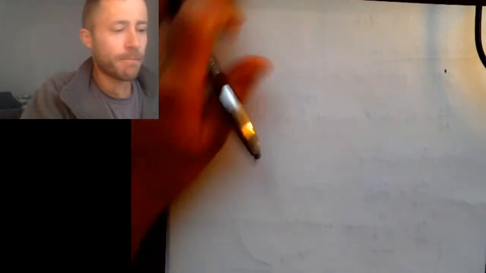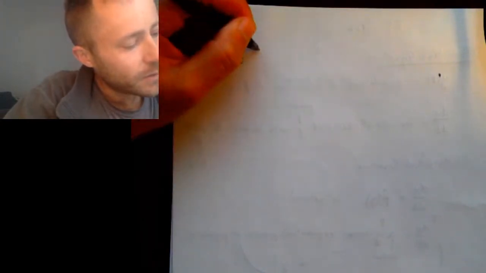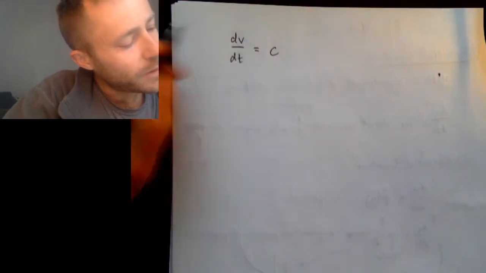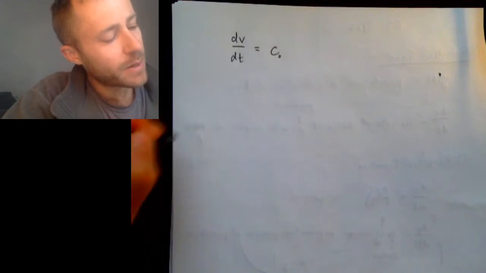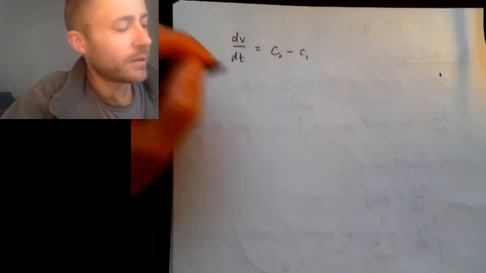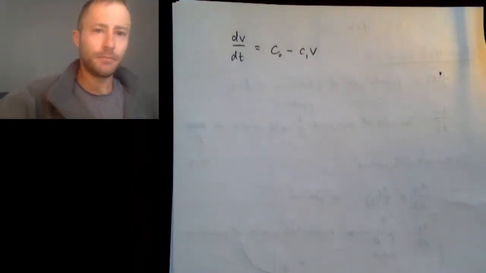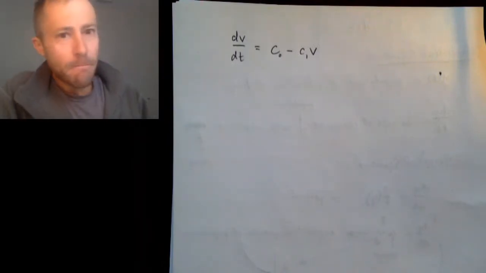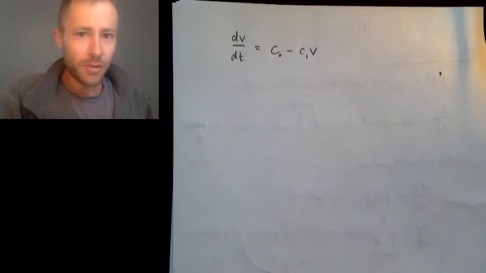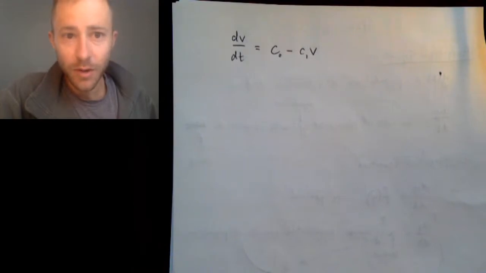So we're going to learn about one more differential equation today. And this one comes from physics. This equation is dv/dt equals C0 minus C1 times V. So this equation appears in terminal velocity problems.